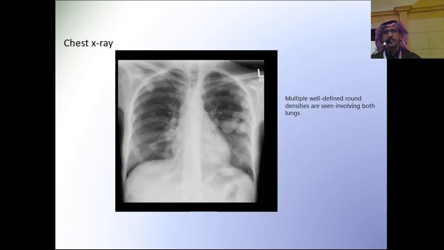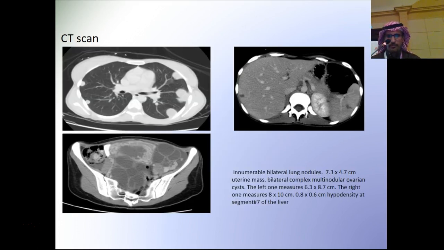So this is the chest X-ray, and you can see there are multiple bilateral well-defined nodules in both lungs, and when you count, it is more than 8 minimum. And this is the CT scan, and you can see there is bilateral multiple pulmonary metastasis. There is a uterine mass, around 7 by 4.7 centimeters. There is a bilateral complex ovarian cyst, an ovarian theca lutein cyst, and there is a hypodense lesion at segment 7 of the liver.